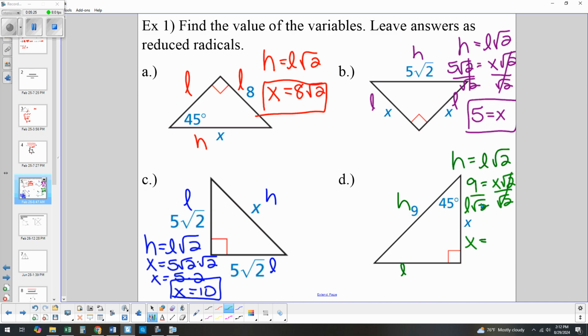I'm going to divide 9 by a regular 2. Doesn't go in evenly, so I'll leave it as 9 halves. And then I'm going to bring the square root of 2 up to the top where the 9 is. So x is really 9 root 2 over 2, or 4.5 root 2. Either answer is perfectly fine.